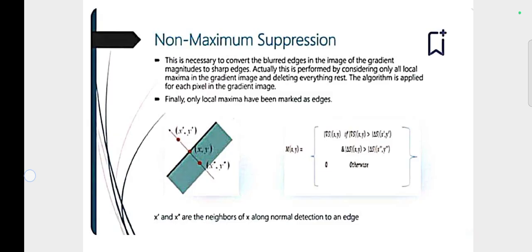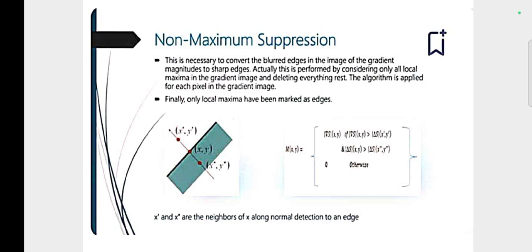And next, here comes non-maximum suppression. This is necessary to convert the blurred edges in the image of the gradient magnitudes to sharp edges. Actually, this is performed by considering only the local maxima in the gradient image and deleting everything else. The algorithm is applied for each pixel in the gradient image. Finally, only local maxima are marked as edges. The given figure is the representation of the normal direction to an edge. Here, x dash and x bar are the neighbors of x along the normal direction to an edge.